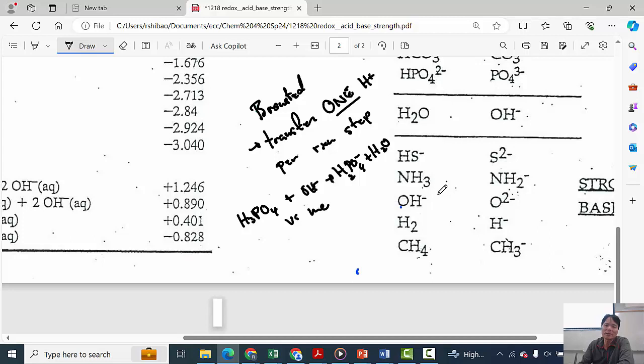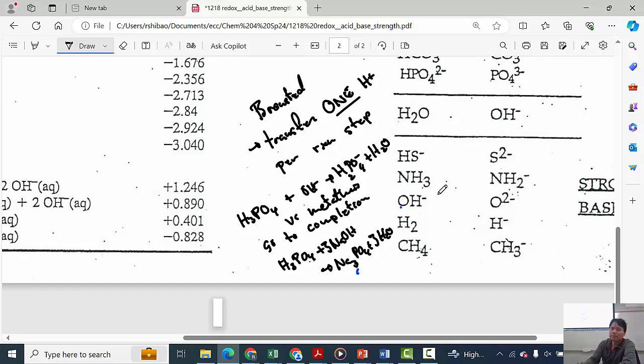Versus metathesis. In metathesis, we go to completion. Go to completion just means react all the H's. And so if I have H3PO4, I'm going to react all 3 of them with 3 bases, 3 sodium hydroxides. And this is going to make sodium phosphate, Na3PO4, and 3 waters. So for Bronsted, we only do 1 proton transfer at a time and then reevaluate each time. For metathesis, we'll do all 3 protons. We're going to lose all of them.